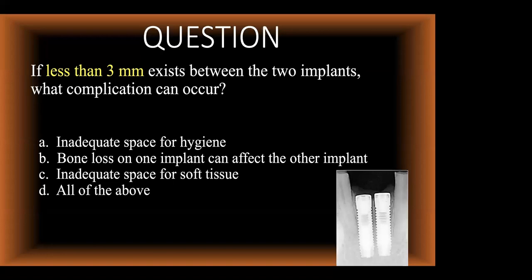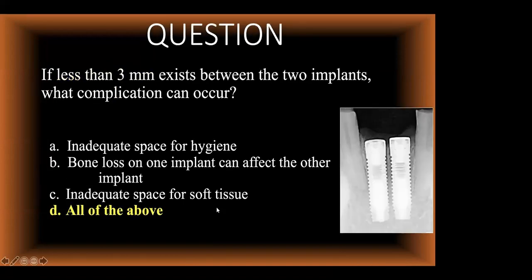Very good. All of the above. Excellent. So if we look at that, when they're too close, number 1, the patient can't clean. Number 2, 3 millimeters was determined to be the ideal space. If you get bone loss on one implant, it's going to affect the other implant. And then inadequate space for soft tissue. If you lose bone, what happens is you lose soft tissue. So when we have these implants so close together, such as this case that I have up here, there's no blood supply to that bone between those implants. And what's going to happen in a couple of years, it's going to be all gone.